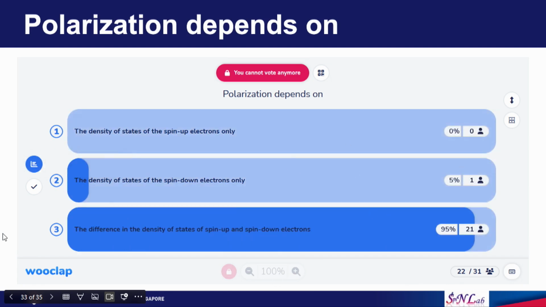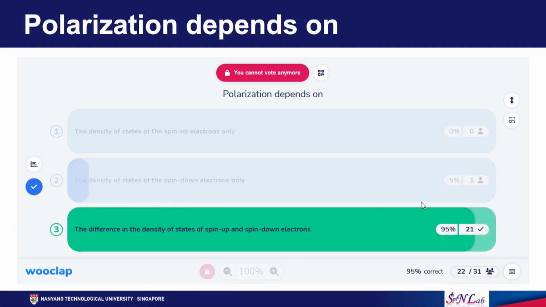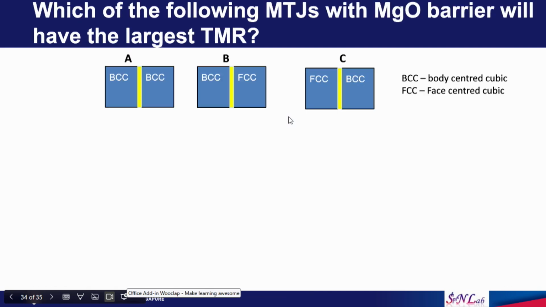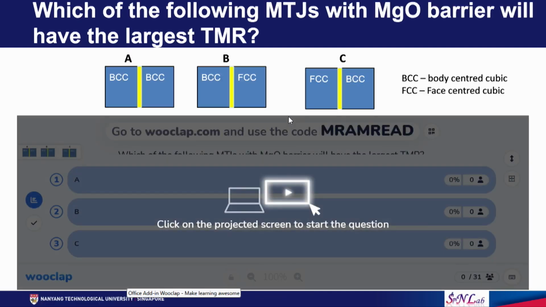Okay, most of you are right. Very good. Next question is related to these three pictures. Which of these following MTJs will have the largest TMR? We have two ferromagnetic materials, they are in different crystal structures like BCC, FCC.